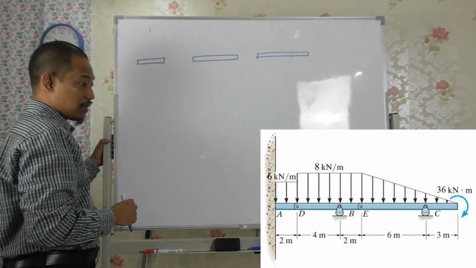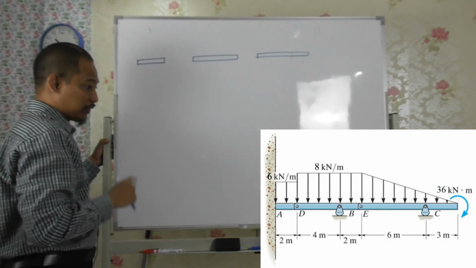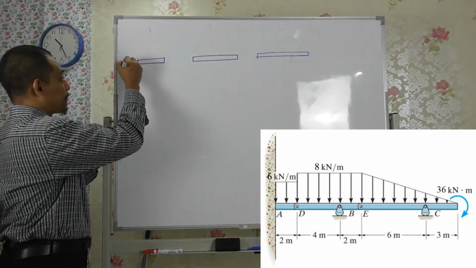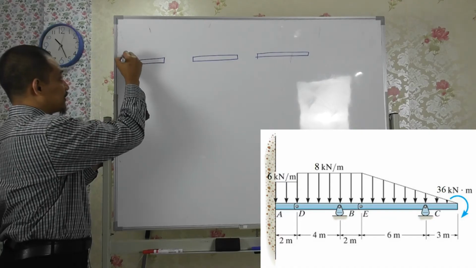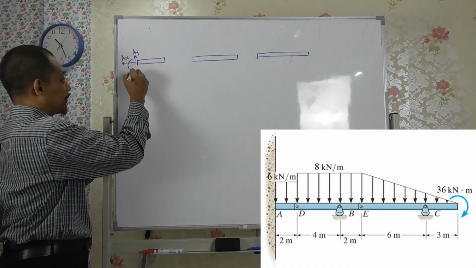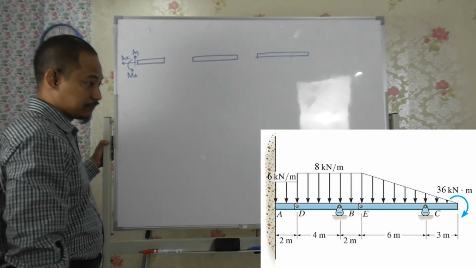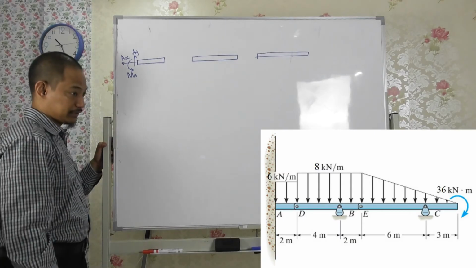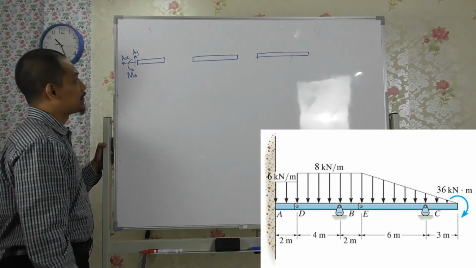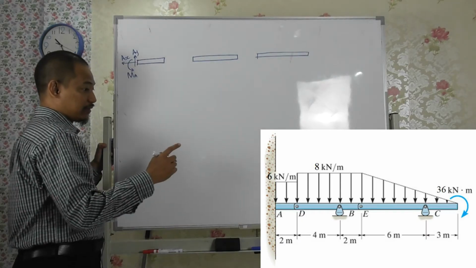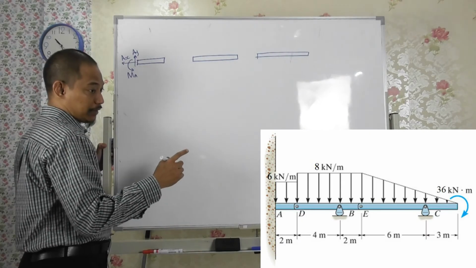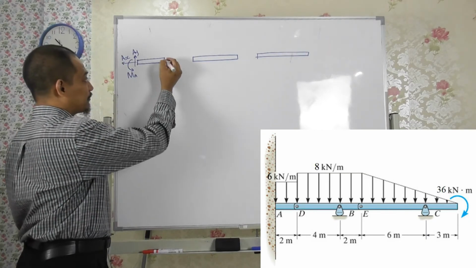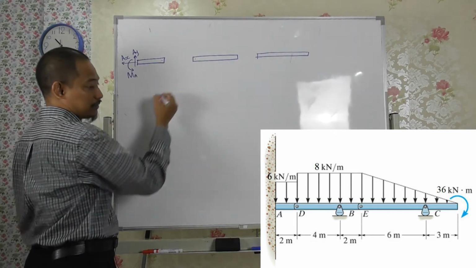Alright. So what do I have? I'll draw the support reactions first. At A, you have AX, AY, and MA, because it's a fixed support. What else? Okay, where do we start? In terms of D and E, it's connected there.